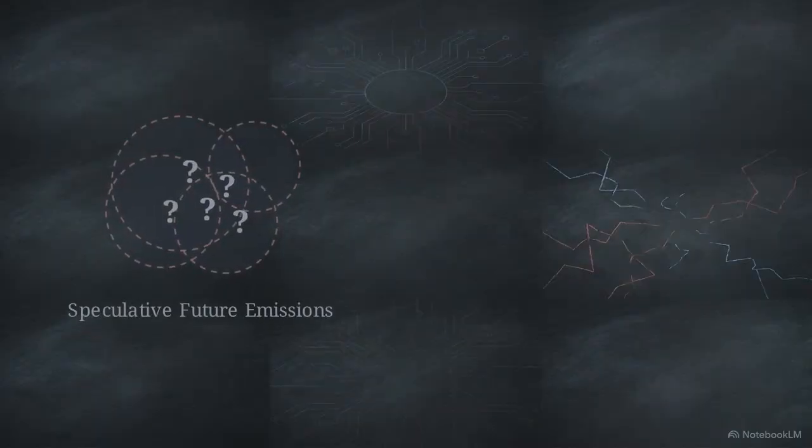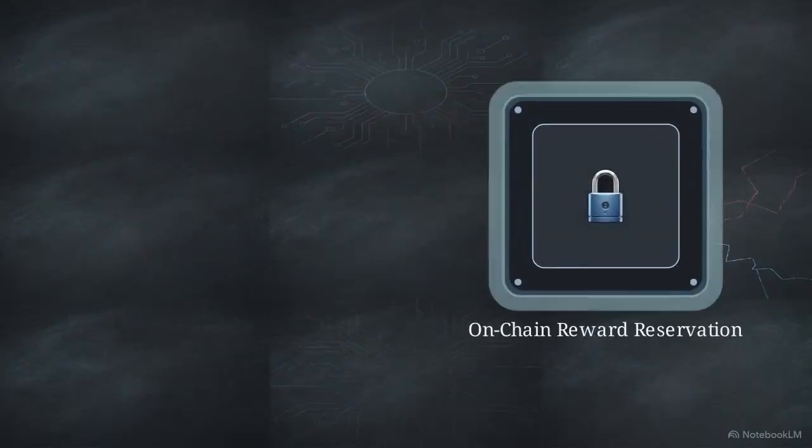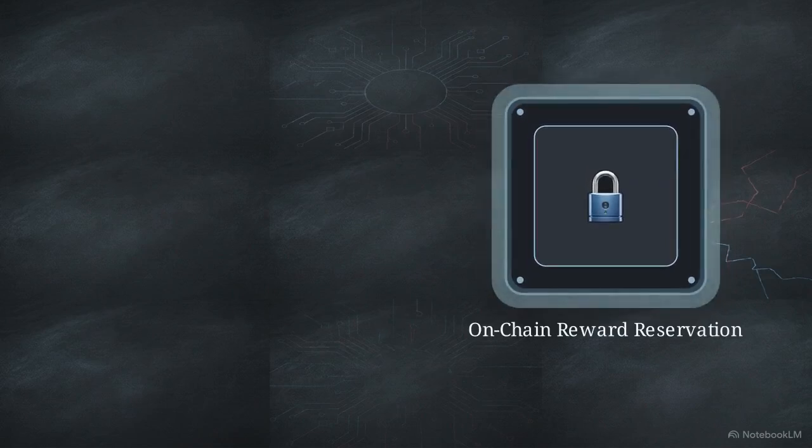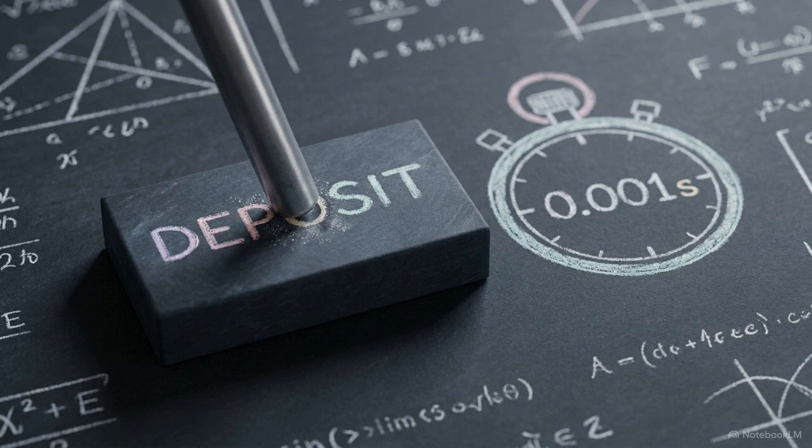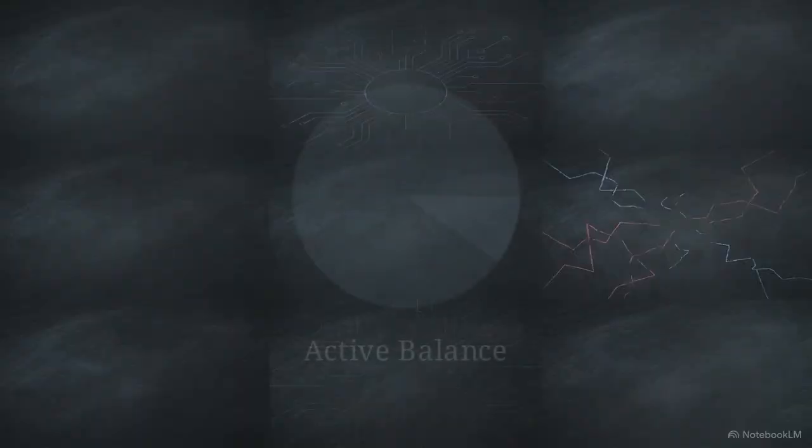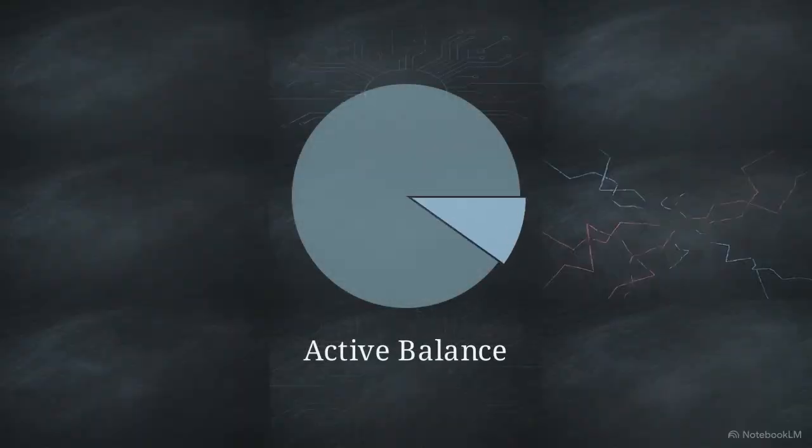Traditional staking contracts typically distribute rewards from speculative future emissions. The Folks contracts utilize on-chain reward reservation. At the exact millisecond a user executes a deposit, the smart contract calculates the precise reward and fully reserves that total yield obligation from its current active balance.